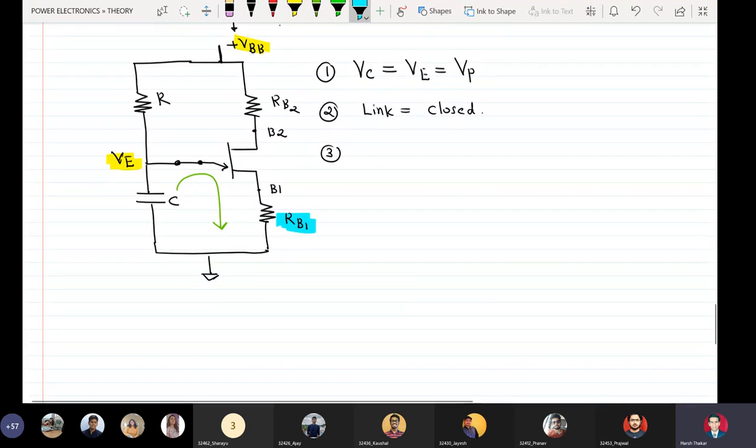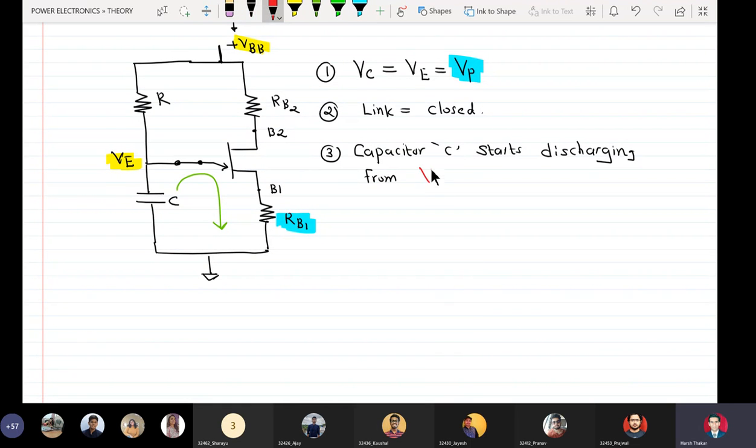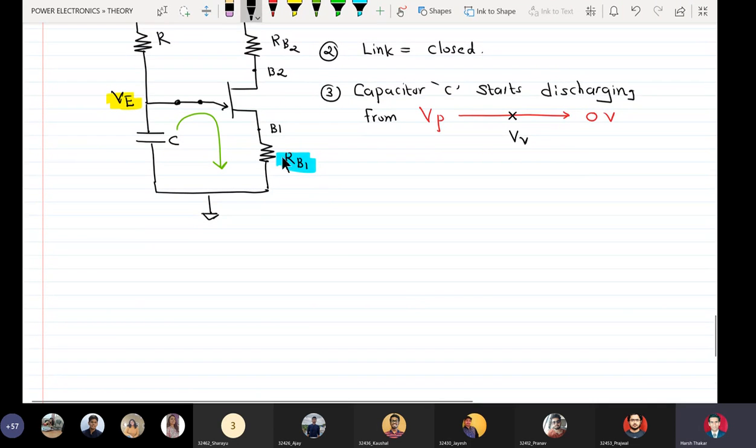So the link closes, and capacitor C starts discharging. It has attained the peak voltage, and starts discharging from the peak point voltage towards 0 volts. But in this journey it encounters the valley point voltage VV in between.